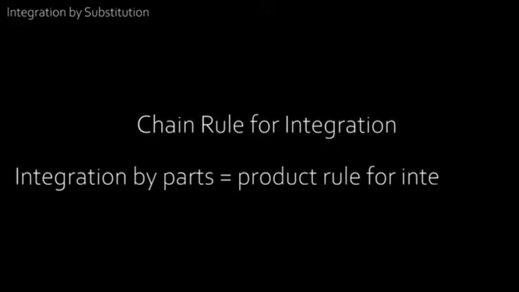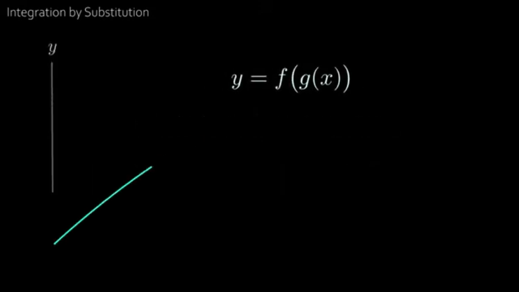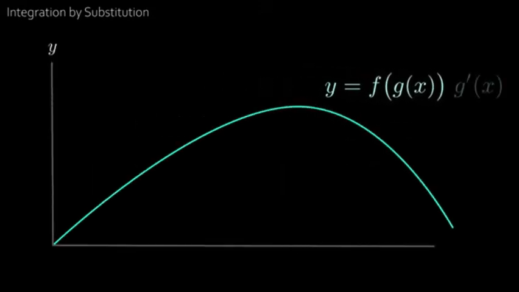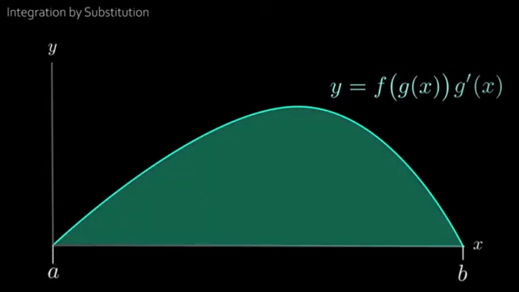Now, integration by substitution is a sort of chain rule for integration, similar to the way integration by parts is a product rule for integration. So we focus on composite functions, and the way it works is we take y equal to f of g of x scaled with g dash of x, and we'll explain why later, and say we wanted to find the area under the curve between a and b. Then this area is the integral of that function.